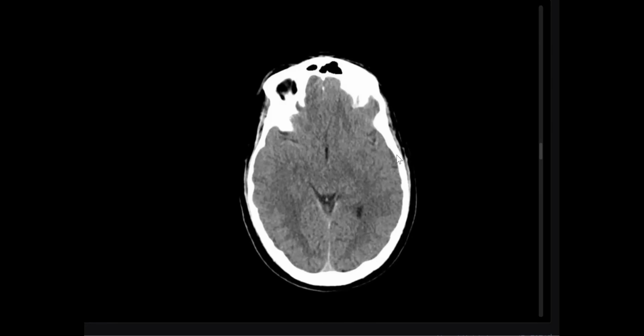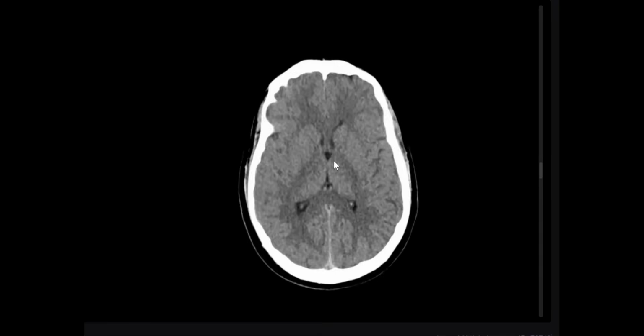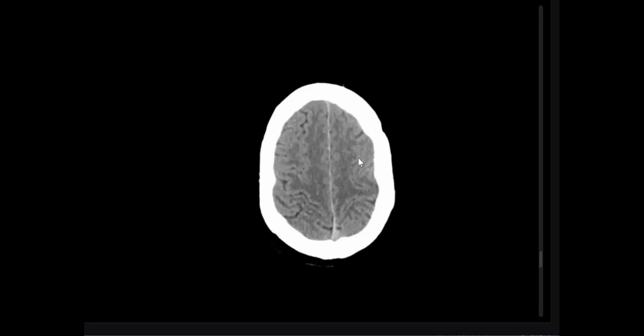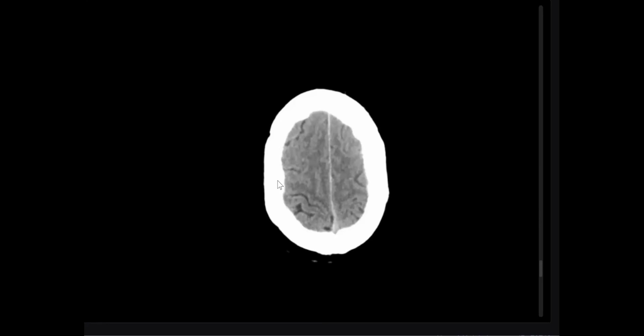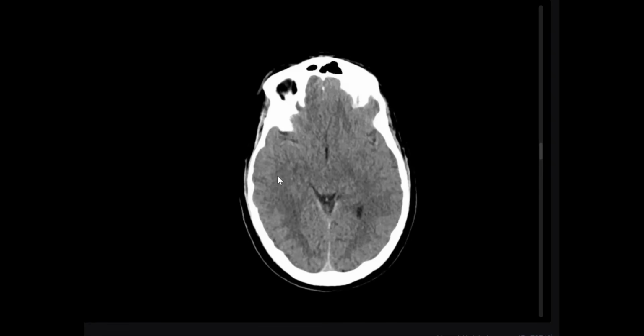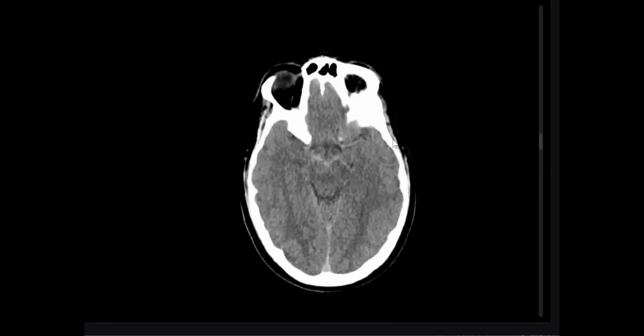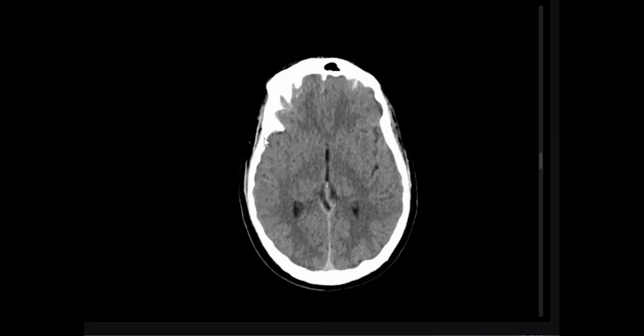We have three main types of subarachnoids. The one related to trauma: look at the cortical sulci. If related to aneurysm rupture, look at the basal cisterns, especially the Sylvian fissure and interhemispheric fissure. And the third one, non-aneurysmal. Where to look for non-aneurysmal subarachnoid?